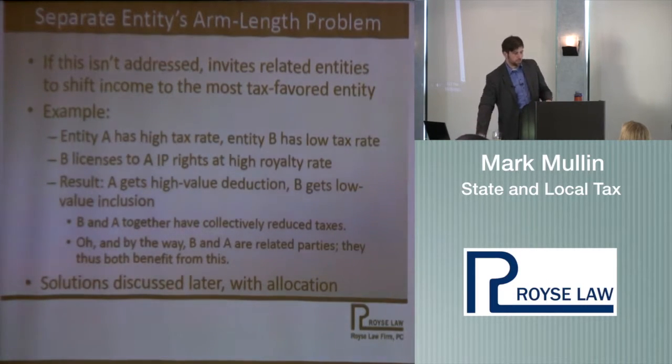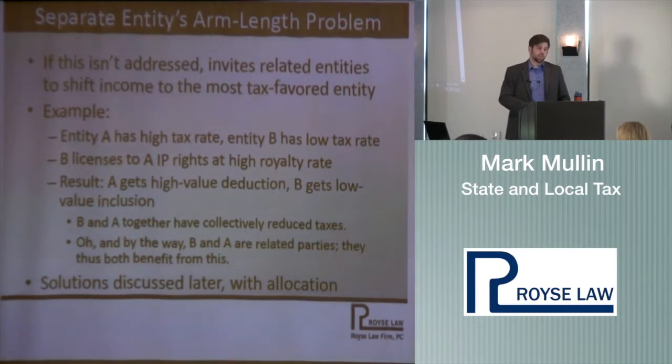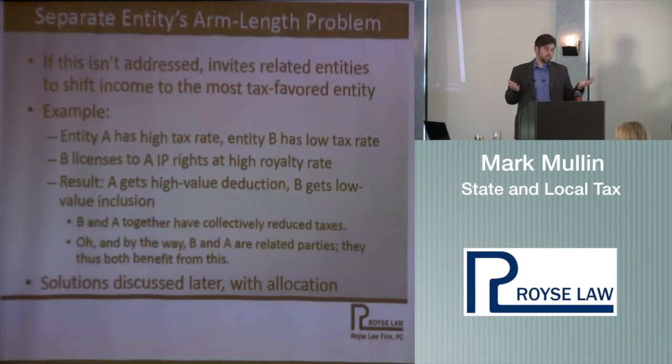So this, of course, is one of the key issues of international tax with transfer pricing and whatnot. If this isn't addressed, it just invites related entities to shift all their income to the most tax-favored entity. So for a very basic example, if entity A has a high tax rate and entity B has a low tax rate, the two are related, B would do well to license IP to A.